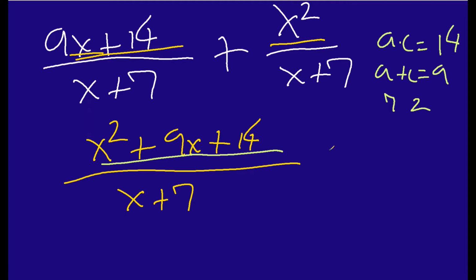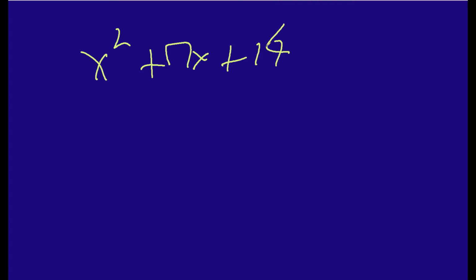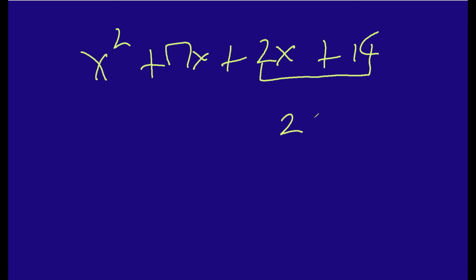So what happens is that our numerator is going to be as follows: x squared plus 7x plus 2x plus 14, and that will, of course, be over x plus 7. I'll write that in a second. So let's go ahead and group our terms. We'll group this, and I'll put the 2 on the outside. I'll get x plus 7. That should look familiar. And then I'll group these right here, and I put the 7 on the outside.